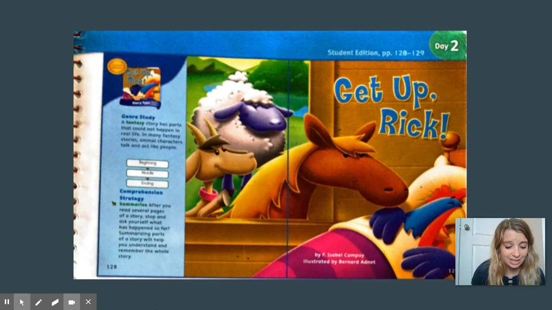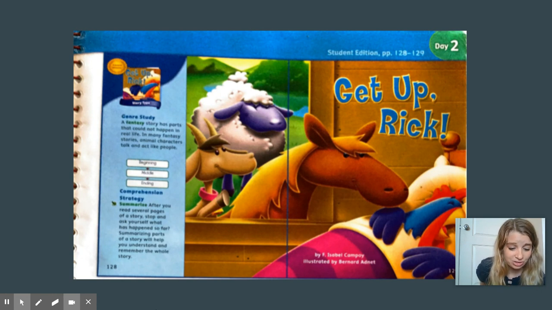Cock-a-doodle-doo. So what has happened so far in the beginning of the story? The animals are worried because Rick does not wake them up the way he normally does. They find him sleeping. Can you also know that on page 134, Rick has the k sound at the end? K, k, k. All right, good job. All right, keep reading. 136.